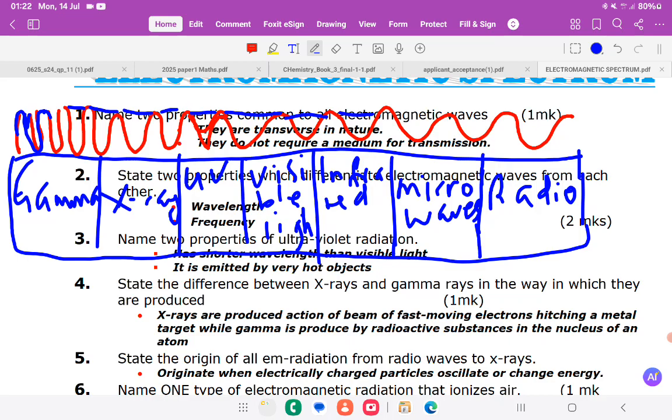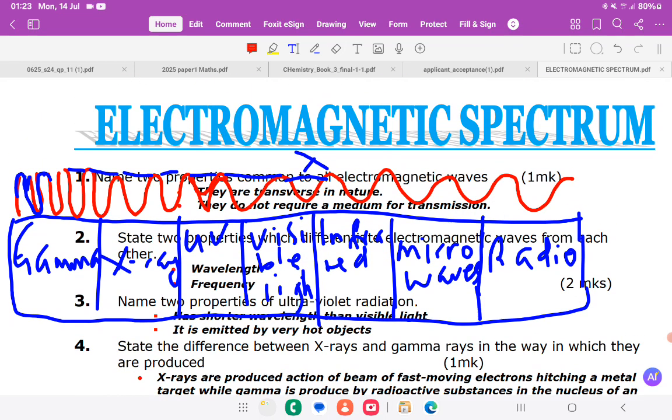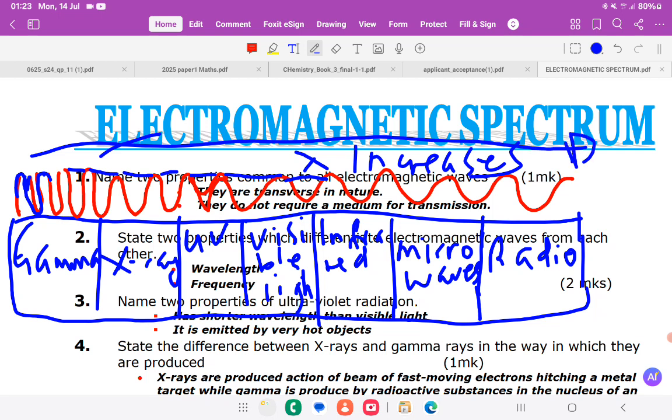In the same way, we are saying that wavelength increases. There's an increase in the wavelength as we move from left to right. So wavelength increases in this direction, that's from gamma to radio waves.